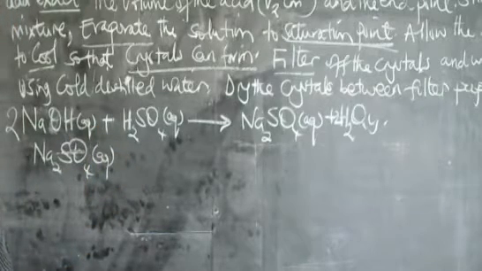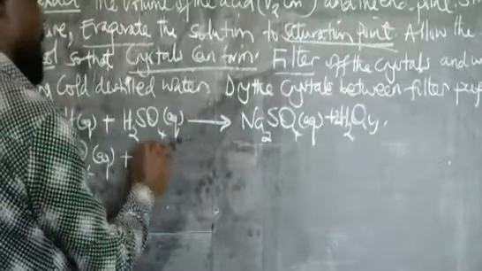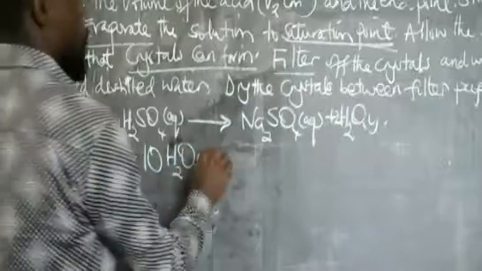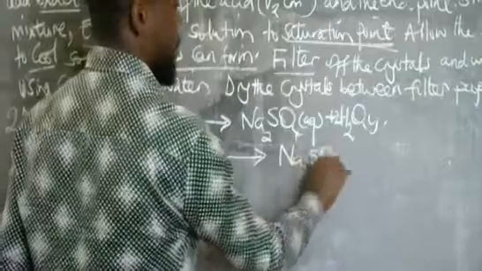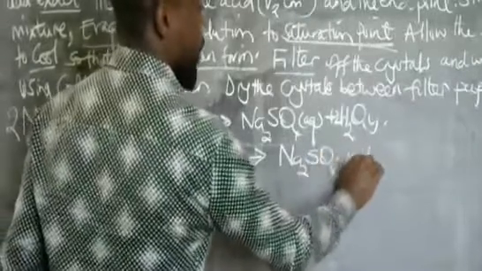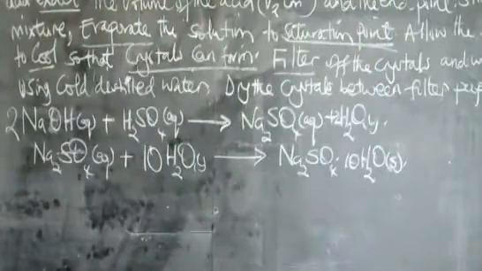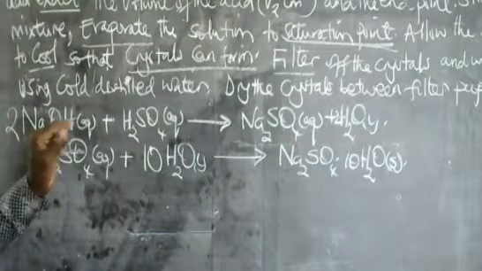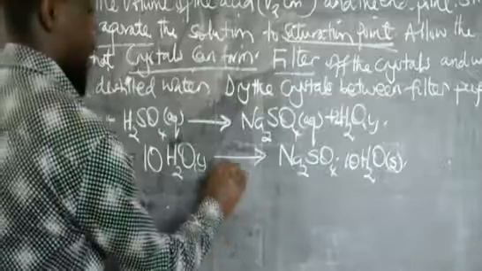Since we need crystals, this sodium sulfate will combine with 10 molecules of water of crystallization to give you sodium sulfate 10 water crystals. Then this is what we call a solid. So this is how we can prepare salts by titration method. Other salts you can get by this method, we have other salts.